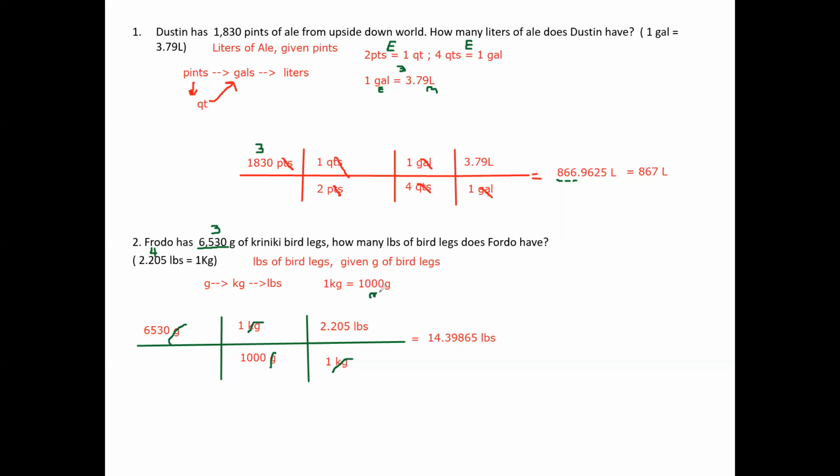And then the other conversion factor we use is 1 kilogram is 1,000 grams. So gram is metric, kilogram is metric. So this is an exact conversion factor, which means it has an infinite number of significant figures. So we need to round this to 3 significant figures. So 1, 2, 3. After the 3 is a 9. So we round the 3 up to 4. So that's how many pounds of Kraniki legs Frodo has.